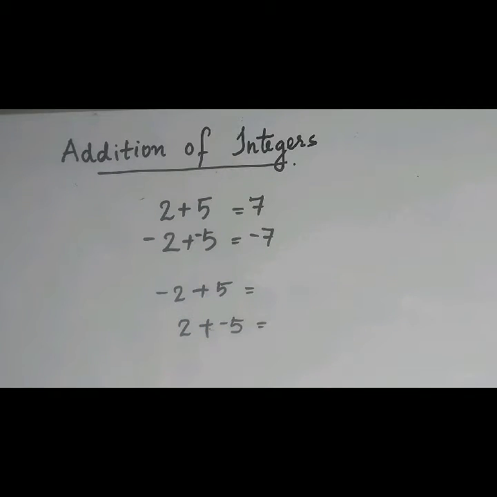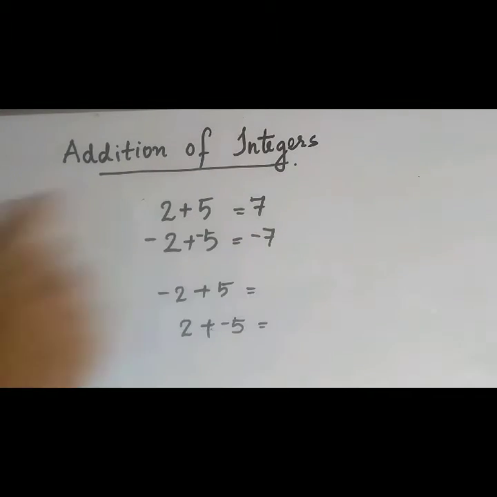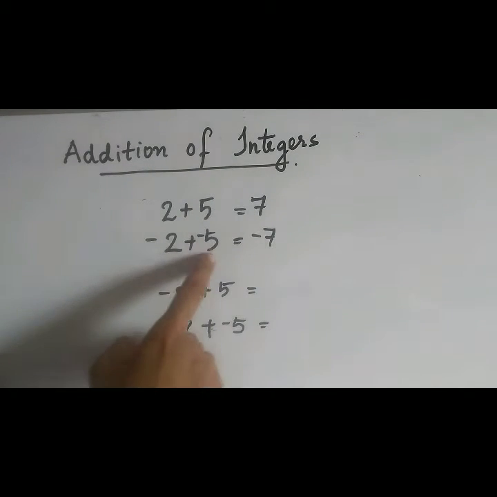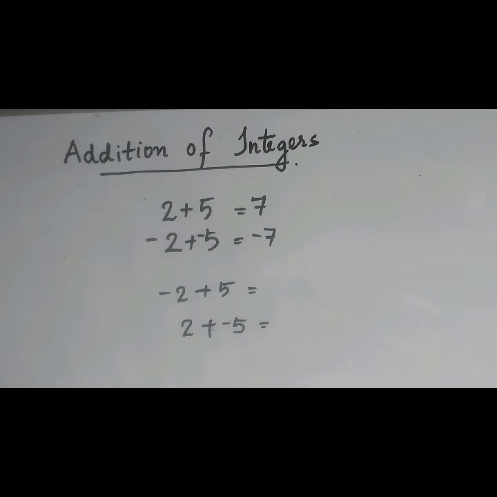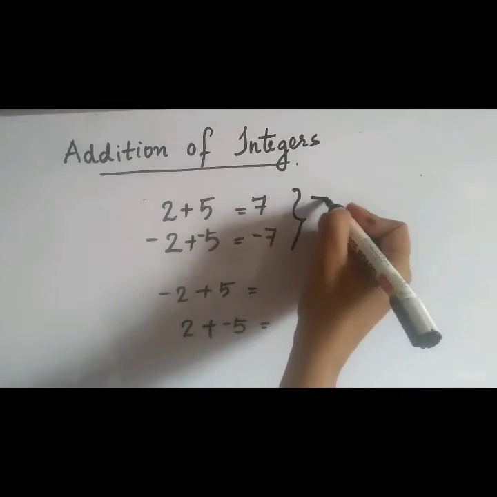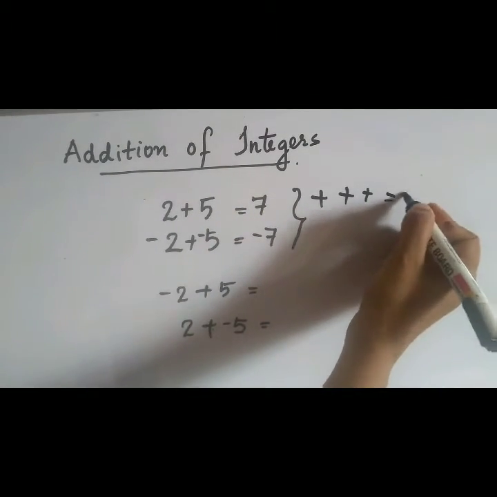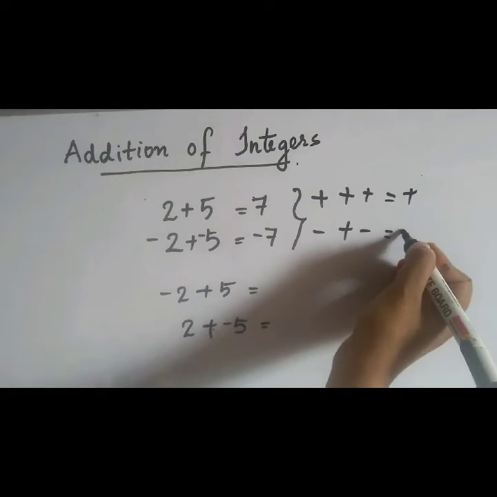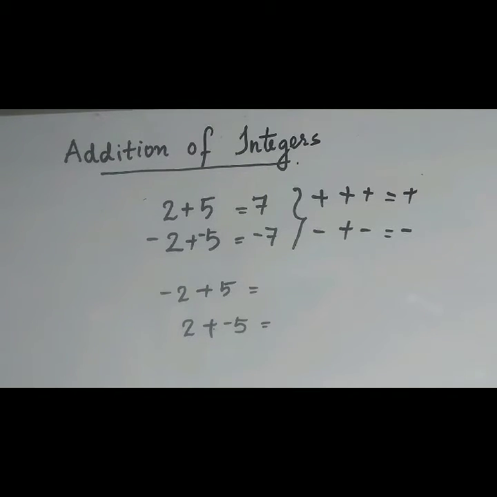2 plus 5. Both are positive integers, so the result will be positive. 2 plus 5, the answer is 7, which is also a positive number. Then comes two negative numbers. Addition of two negative integers: negative 2 plus negative 5. The result will also be a negative number, which is negative 7. So here the rule is positive plus positive gives a positive result, and negative plus negative gives a result which is also negative.